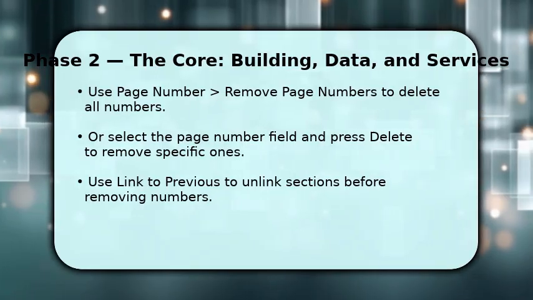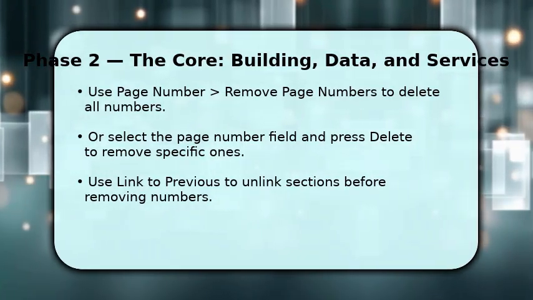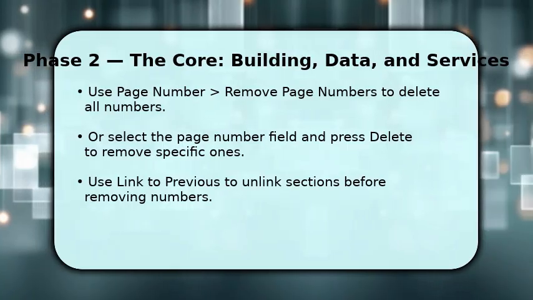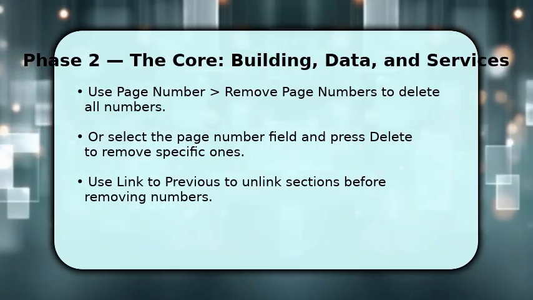If sections behave differently, check link to previous. Turn it off to break connection between sections, so removing a number in one section does not affect others. This is why section linking matters.